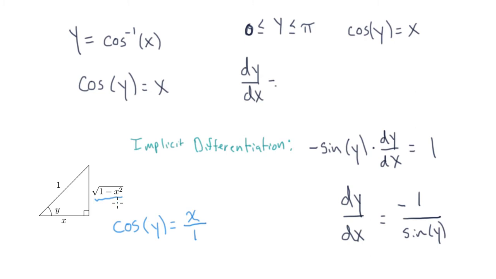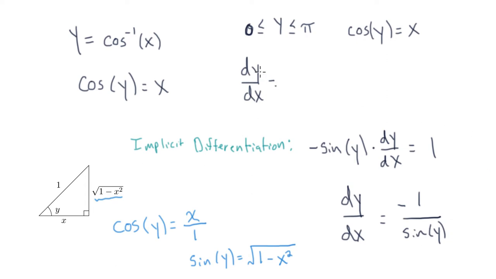Okay, so why am I doing this? Well, I need to know what sine y is. But if cosine y is x over 1, adjacent over hypotenuse, then what is sine? Sine is opposite over hypotenuse. So sine of y should be the square root of 1 minus x squared, divided by 1, the hypotenuse. But that tells me exactly what sine y is.